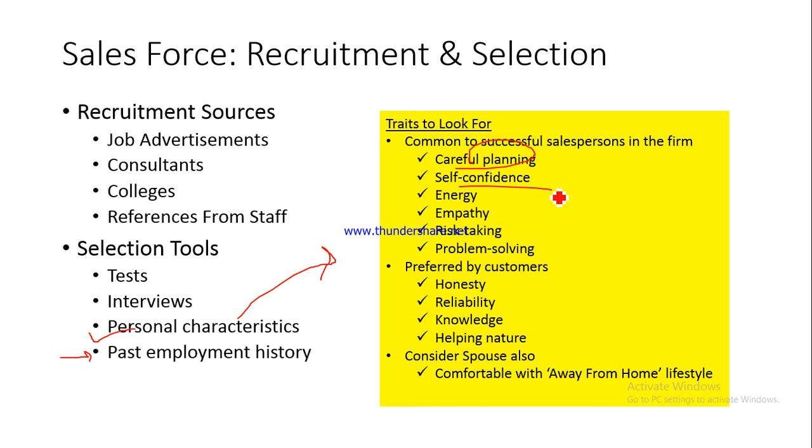Again, the salesperson needs to be energetic. Please understand that sales is a very tiring job. It may so happen that you may have to travel in night also. You may have to remain away from your home for extended periods of time, and plus you may have to answer the customer queries even at the dead of the night. So you need to be very energetic when you are joining this kind of a profile of a salesperson.